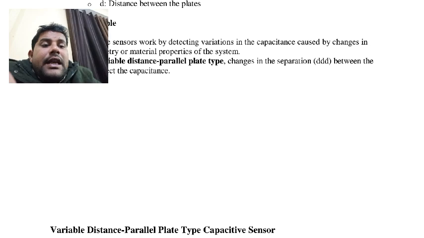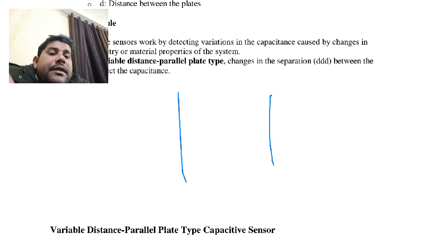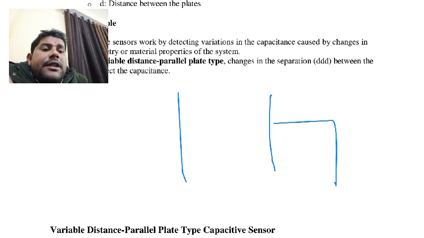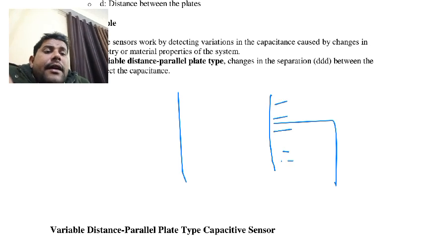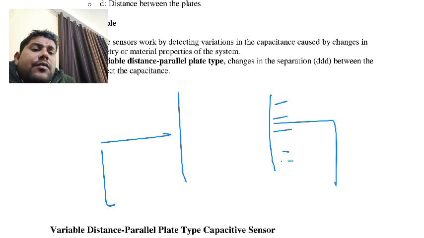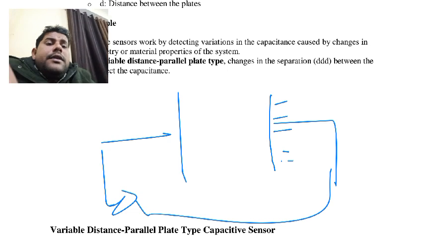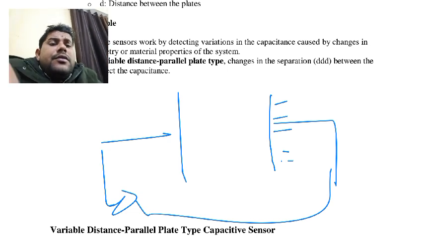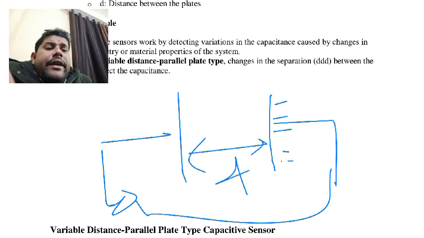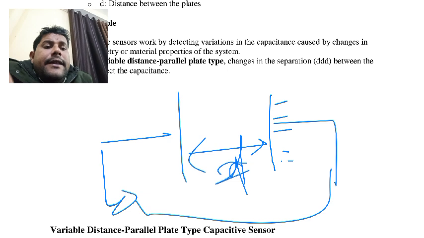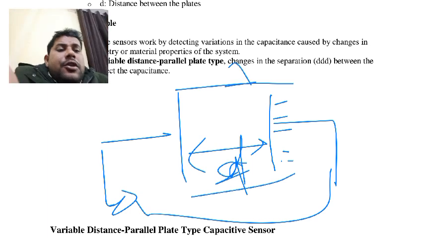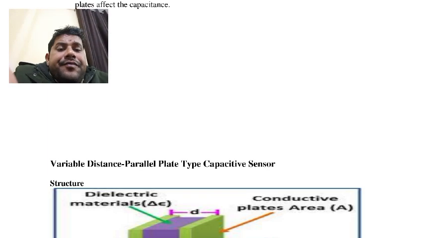Suppose that this is the capacitive plate. In general, these are the capacitive plates. One is a fixed plate, another is a variable plate. When force or displacement is applied on this, this is a parallel plate capacitance. The distance between both plates is d. The overlapping area between both plates is A. So this is the parallel plate arrangement.